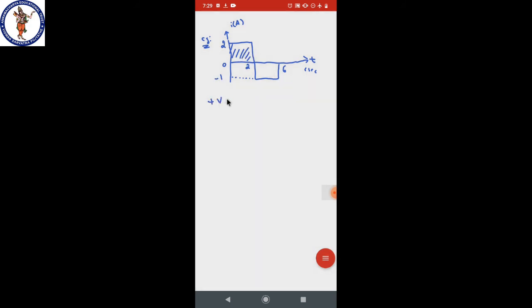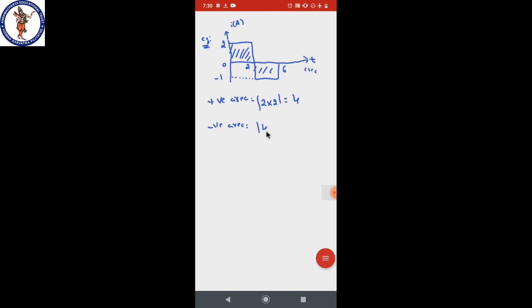How will we find the positive area? Positive area equals width into height. What is the area? A into B. How much is the width? You find out, it is width into height. How much width? It will be 2 into 2. You will get the positive area as 4. Now you go for the negative area. How much is the negative area?